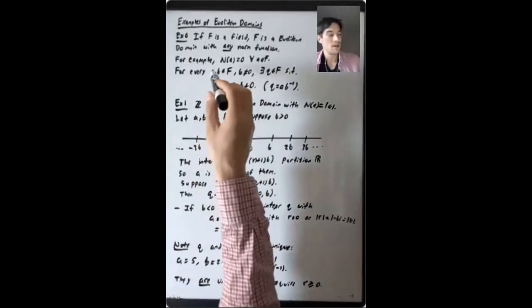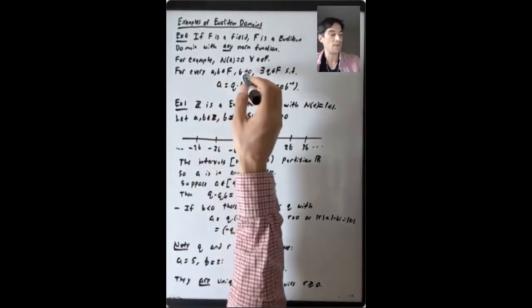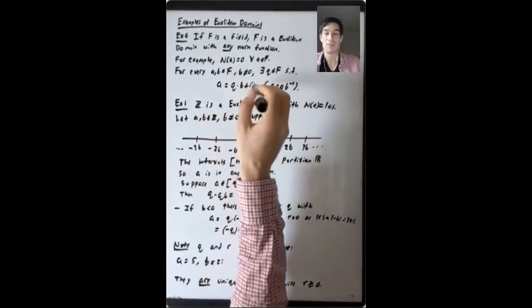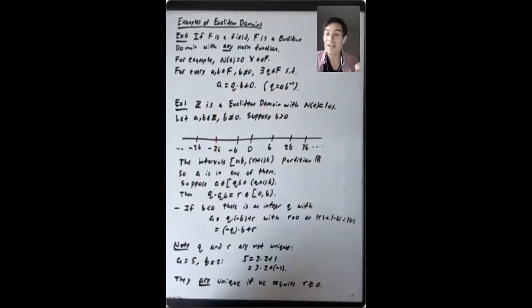So we need, for every A and B in F, where B is not 0, there to be some Q in F so that we can write A equals Q times B plus some R, where either R is 0 or the norm of R is less than the norm of B.